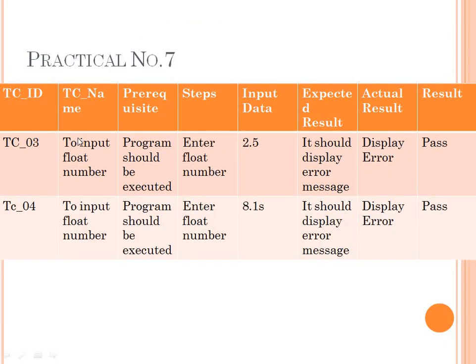Then the third test case is to input a floating point number. Here we input the floating point number 2.5. The expected result is that it should display the error message. If the actual result displays the error message, the status is pass. Then test case number 4 is 8.1. Here the expected result is the same: it should display the error message. We check the actual result, and if it matches the expected result, the status is pass. Here the actual result is that it displays the error message, so the status is pass.